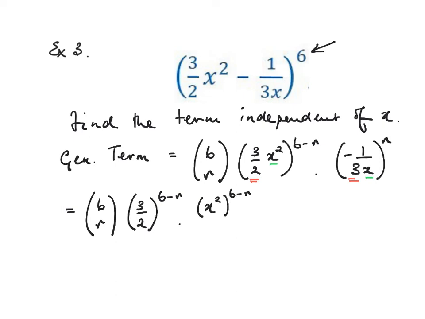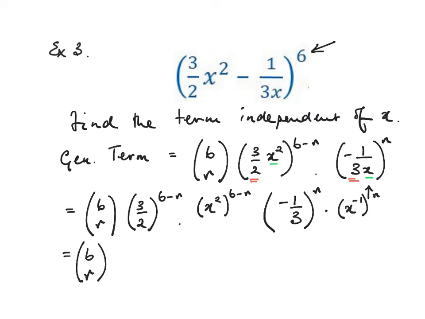I hope you can see what I've done with the first term. So it's 3 over 2 to the power of 6 minus r times x squared to the power of 6 minus r. Now, I'm then going to have, from the last part, minus 1 over 3 to the power of r, and this here is x to the power of minus 1, so I'm going to write it as x to the power of minus 1 all to the power of r. That takes us a bit further. 6 choose r.